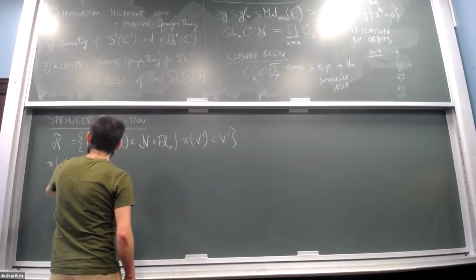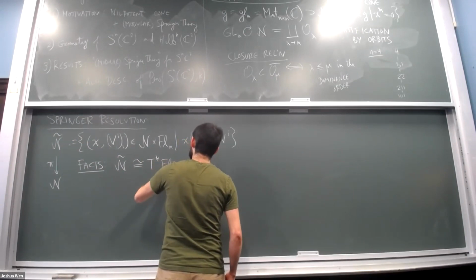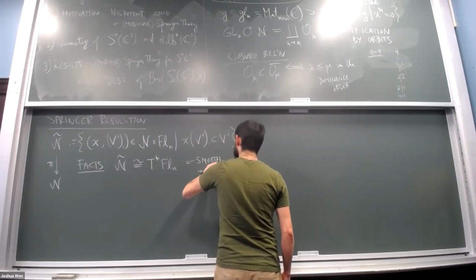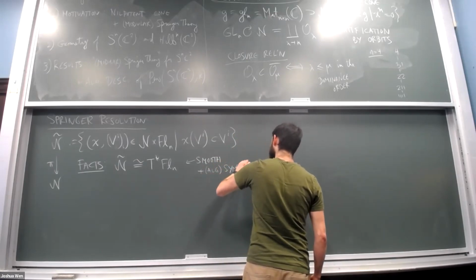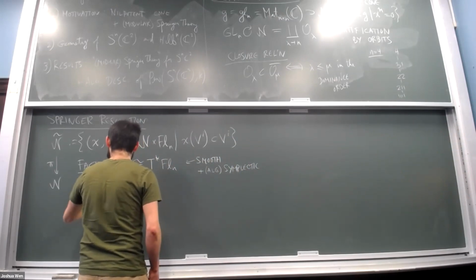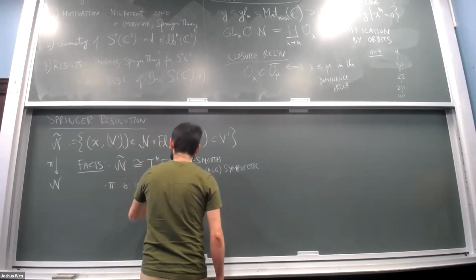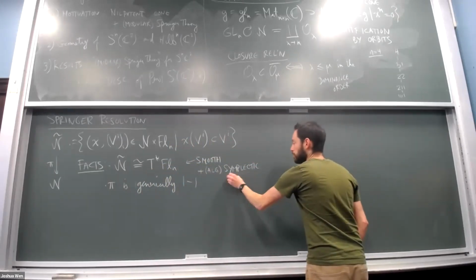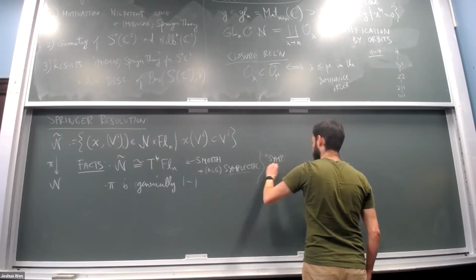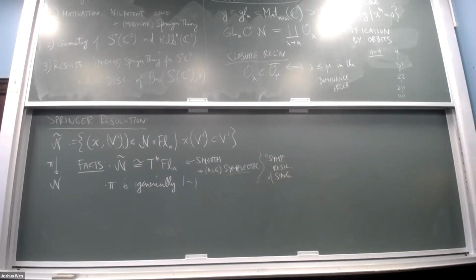Some useful facts: N tilde can be identified with the cotangent bundle of the space of all flags. So in particular, this is smooth and algebraic symplectic. The projection pi is also generically 1-to-1. Because the total space N tilde is symplectic and it's a resolution, we call this a symplectic resolution of singularities. And we say that N is a symplectic singularity.